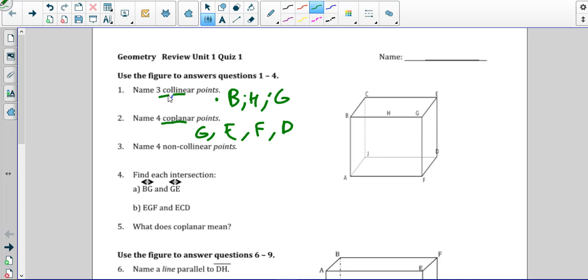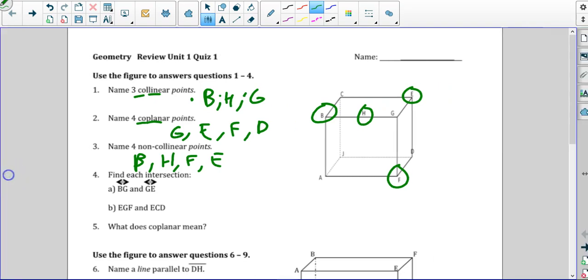Name 4 non-collinear points. So we just want 4 points that are not on the same line. So maybe B, and E, and H, and F. As long as they're not on the same line.